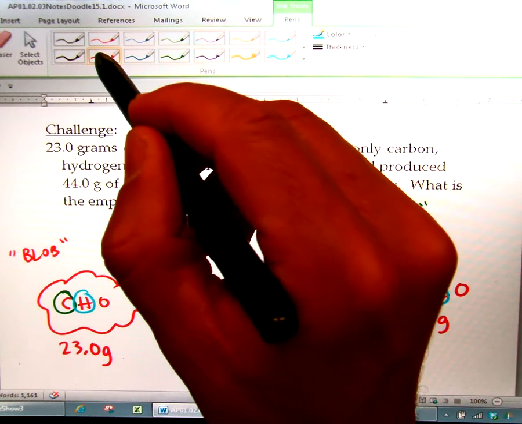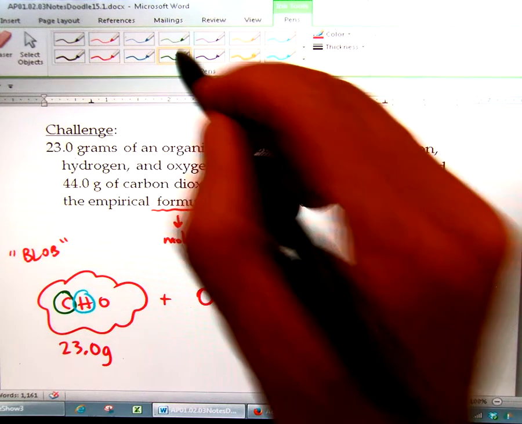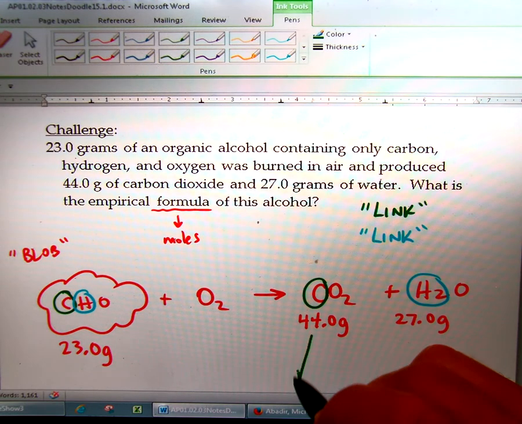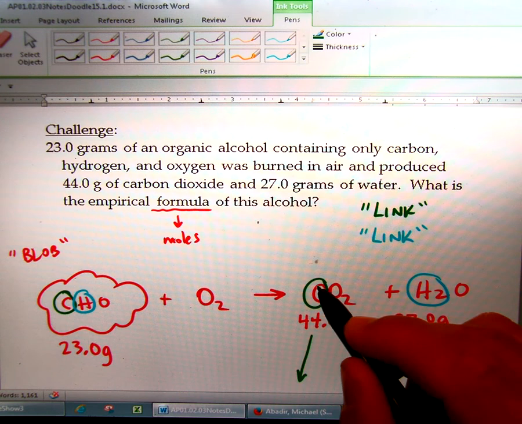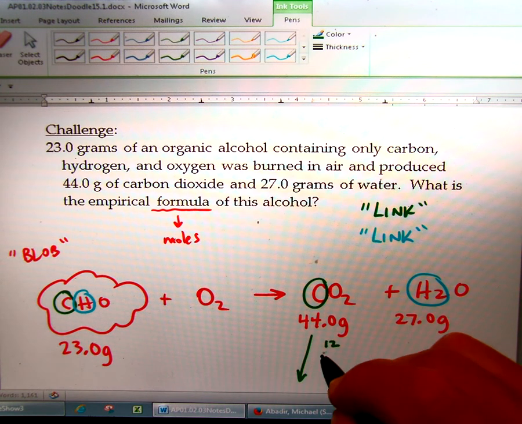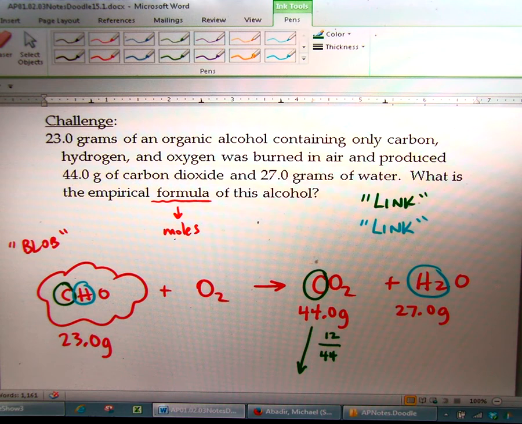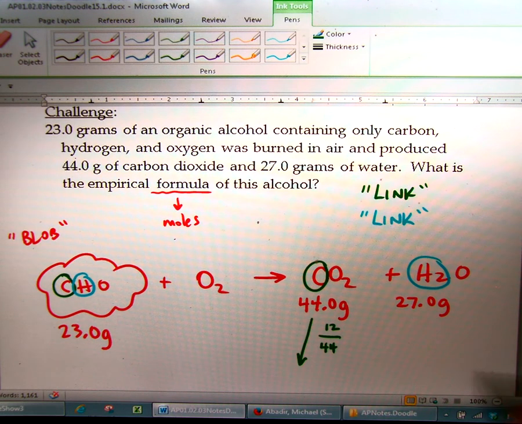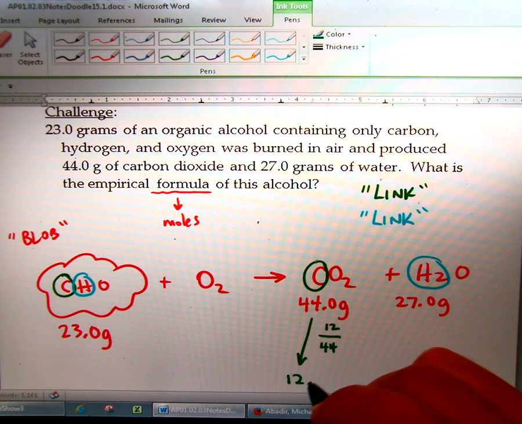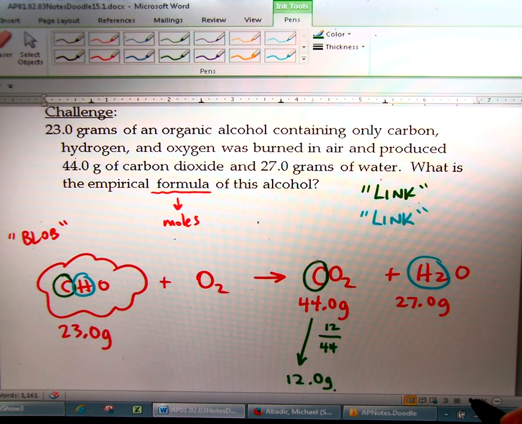It's by percents. Remember that percents are the part over the whole for grams. Percents are grams. So carbon weighs 12, and carbon dioxide weighs 44 altogether. So 12 out of 44 is going to be carbon, which you can easily do in your head. It comes out to be 12 grams of carbon.